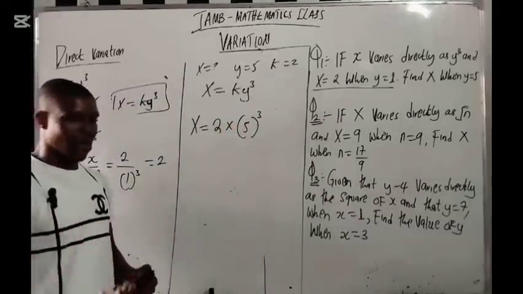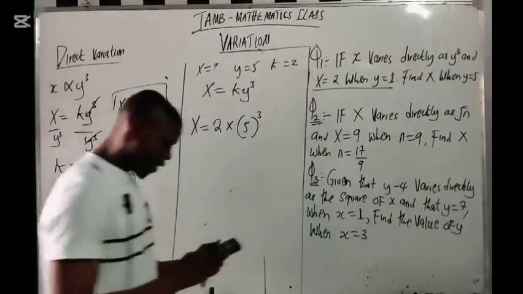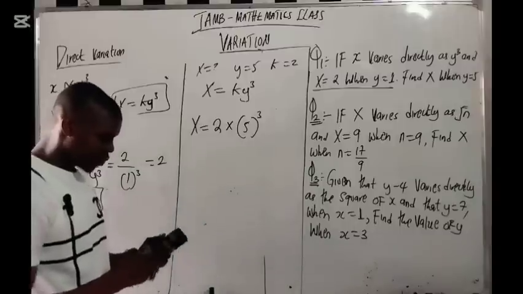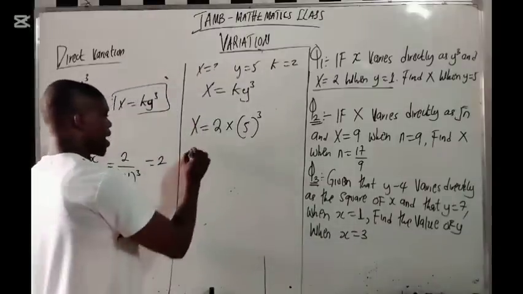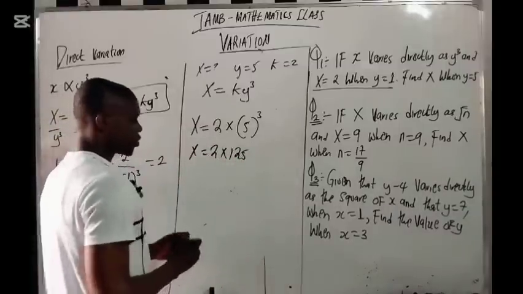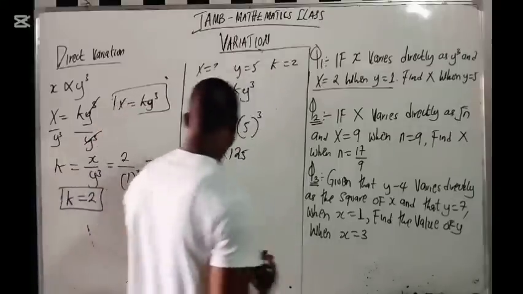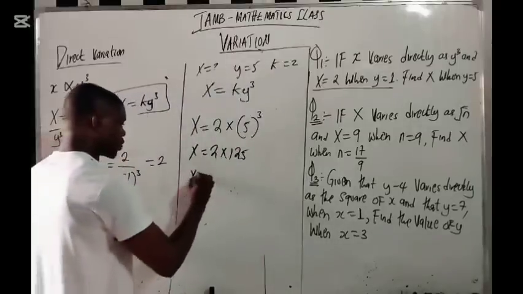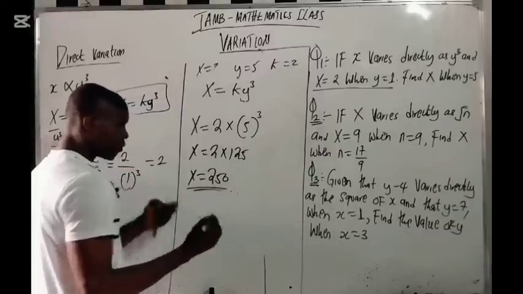Now what does this mean? 5 times 5 times 5. 5 in 3 places. So you have 5 times 5 times 5, which is 125. So it's going to be x equals 2 times 125. Okay, so multiply by 2, that's 250. So my x is 250. That is the answer. Do you understand?